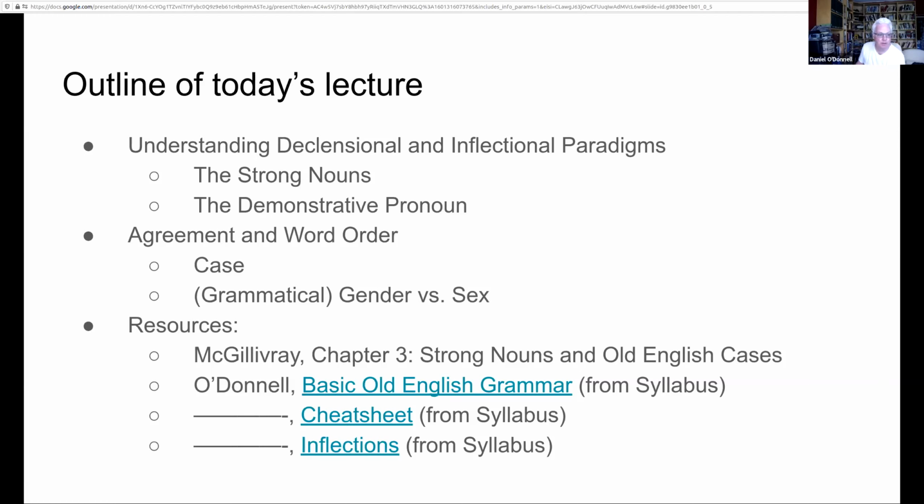And then you can see here, we're talking about chapter 3 in McGillivray, and I've got a couple of handouts as well that you may or may not find interesting.